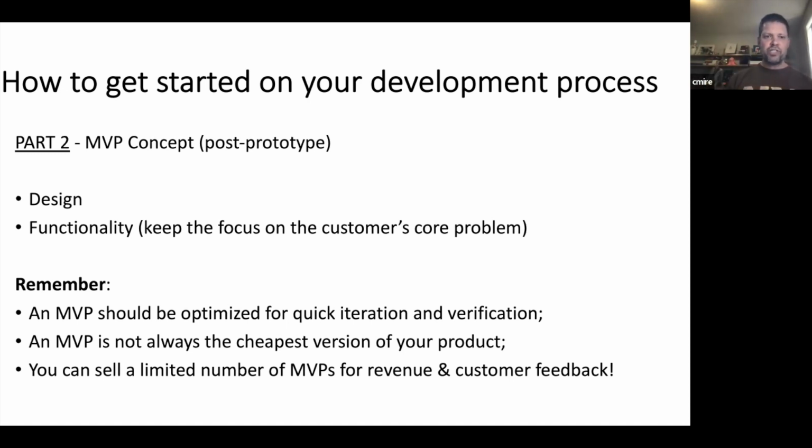Now, some key points to remember with the MVP: it should be optimized for quick iteration and verification. If you're focusing on the core problem that you're trying to solve for your customers and not adding all the bells and whistles right now, then that allows you to iterate quickly. If your customer says, you're not quite getting it, it needs this or that, okay, fine, now you can iterate and go back again. Are we solving this core problem? But if you've got all these bells and whistles there, you've added so many other layers to your iteration that it's going to slow you down and spread your time and resources thin.